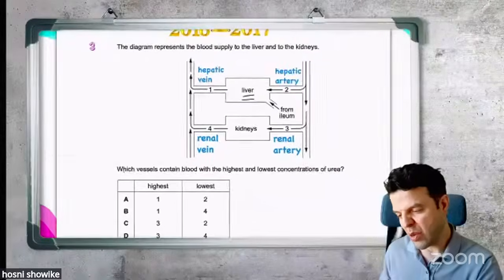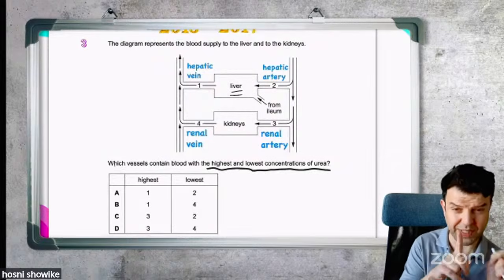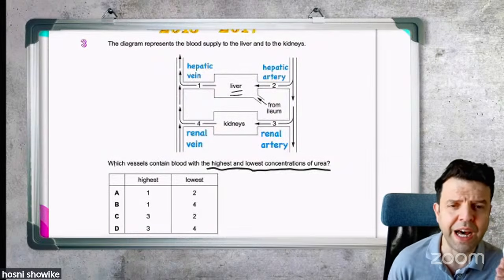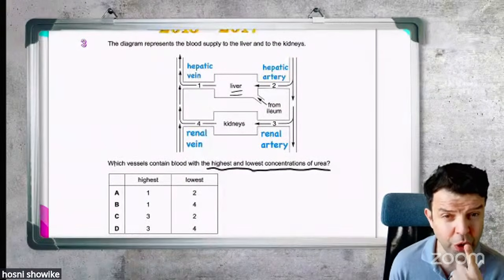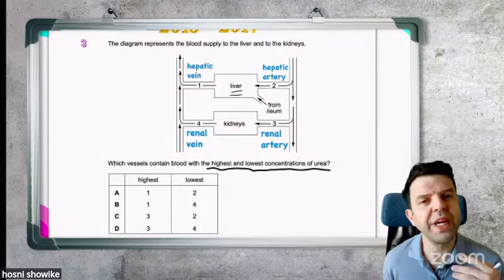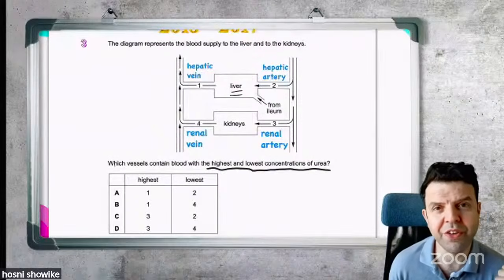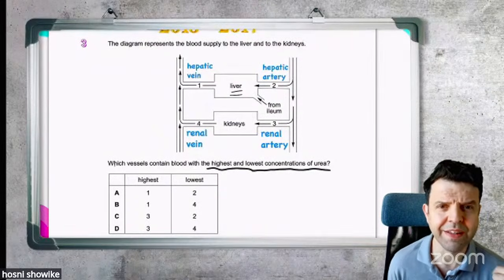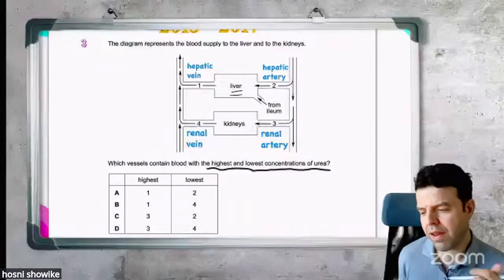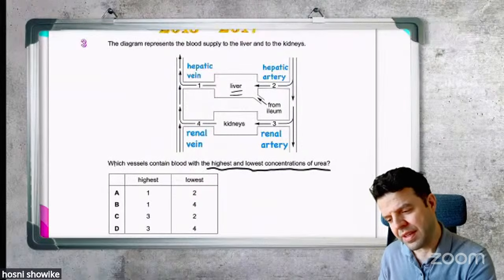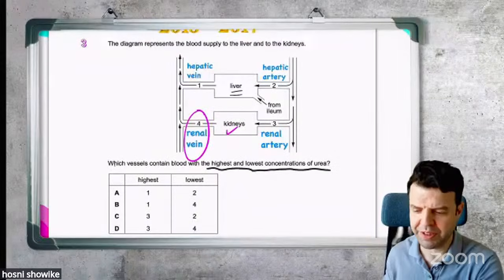Now they're asking me which vessels contain blood with the highest and lowest urea. That's an important question. How do you tell where you would have the least urea and where you would have the highest urea? Think about it. Urea will be least after it has been removed. Which blood vessel would have the least urea among all those four? This one, right? That's because urea has been removed from the kidney.